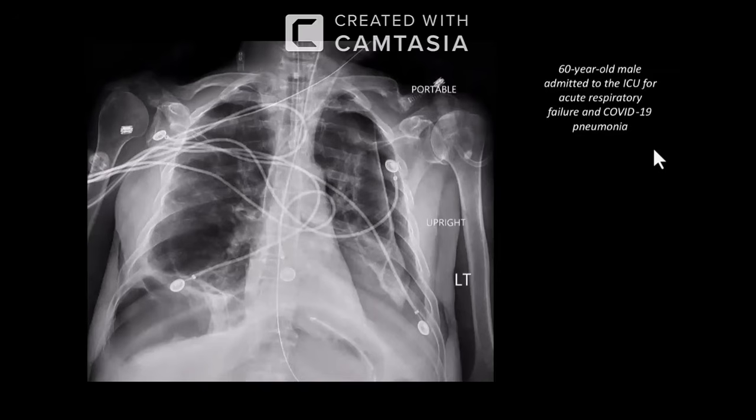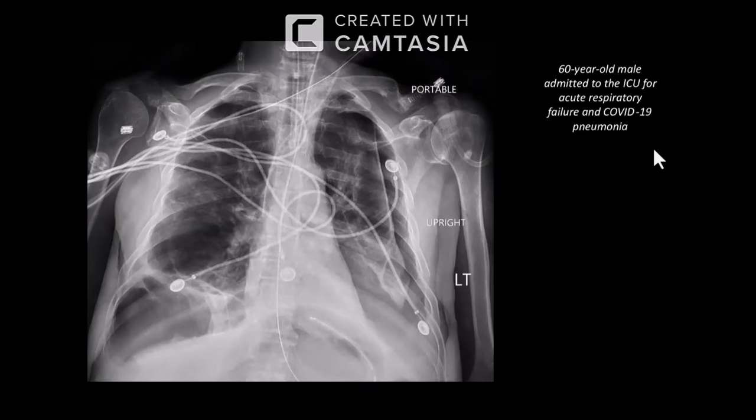This is a case of a 60-year-old male who was admitted to ICU for acute respiratory failure and COVID-19 pneumonia. I'll just have a quick look over the radiograph and then I'll give my findings. Okay. On the radiograph, I can see that there are multiple chest monitoring leads noted.